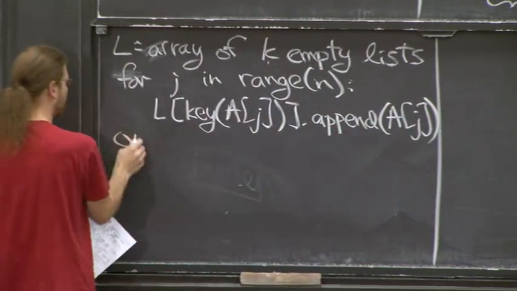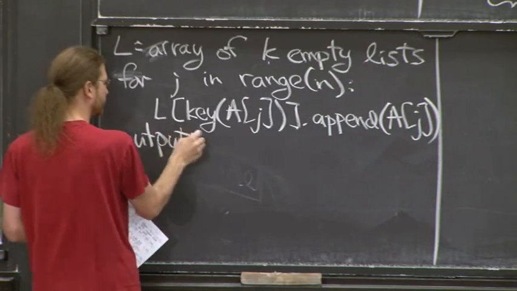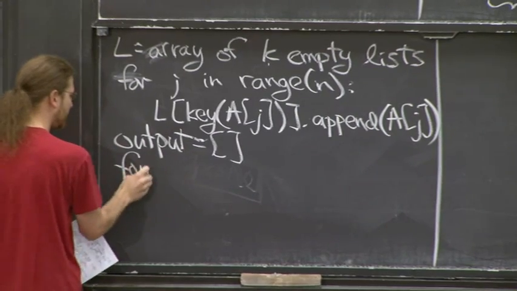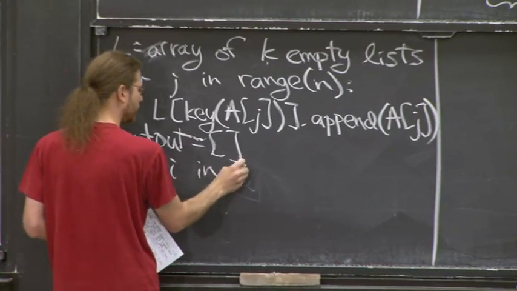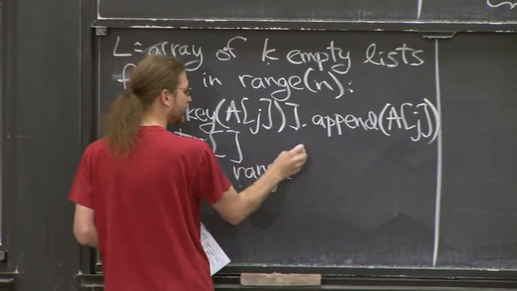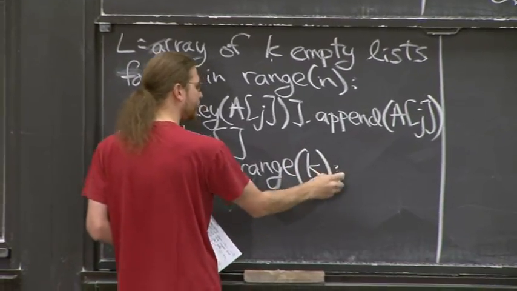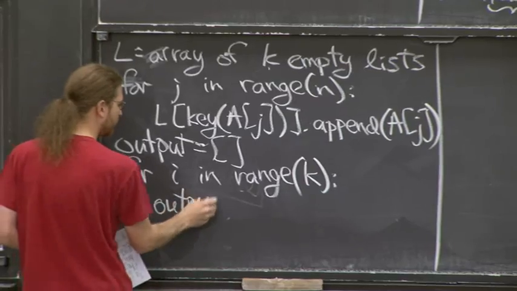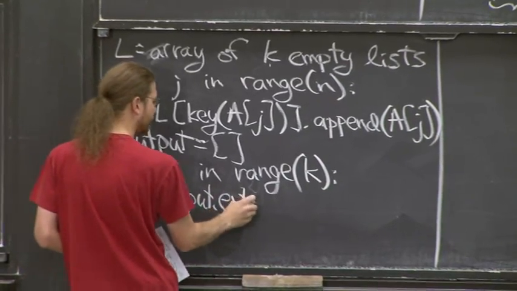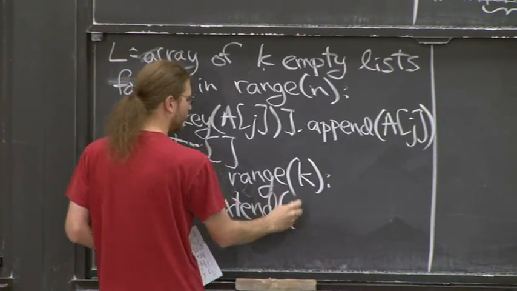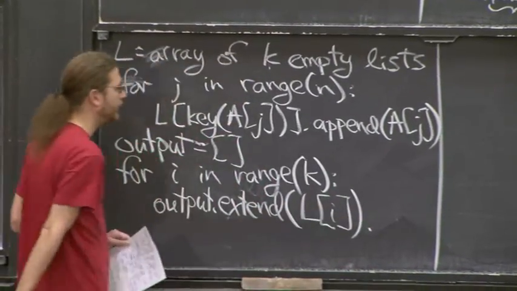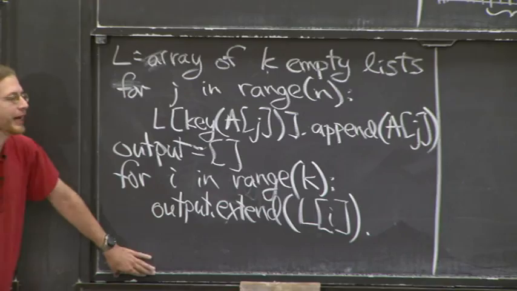And then the output is going to be an empty list initially. And then I iterate through the array. There are k values for that. And I just say output extend list i. Okay? This is counting sort, or a version of counting sort.